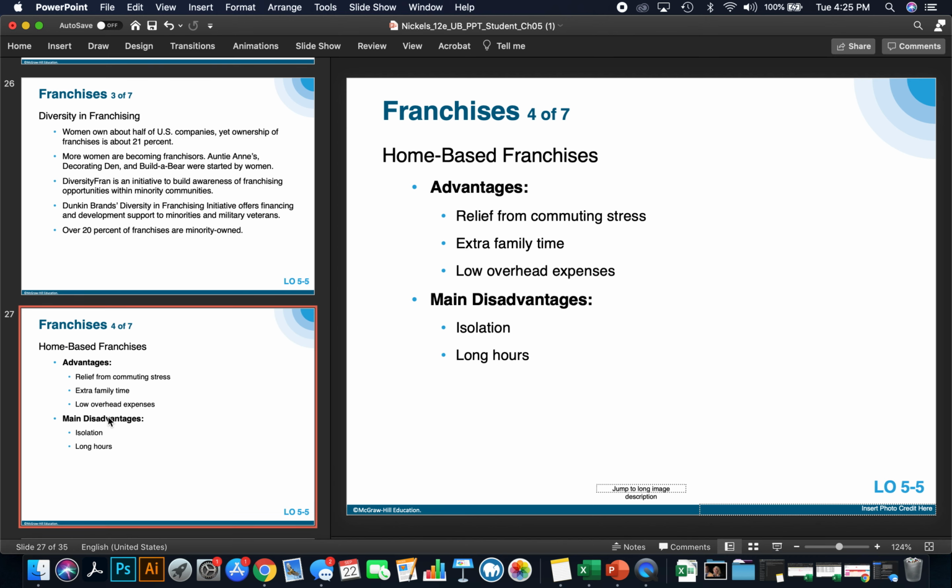Some home-based franchises, this is another popular model. Some advantages: relief from commuting stress, extra family time, and low overhead expenses. However, there are some disadvantages such as isolation and long hours.